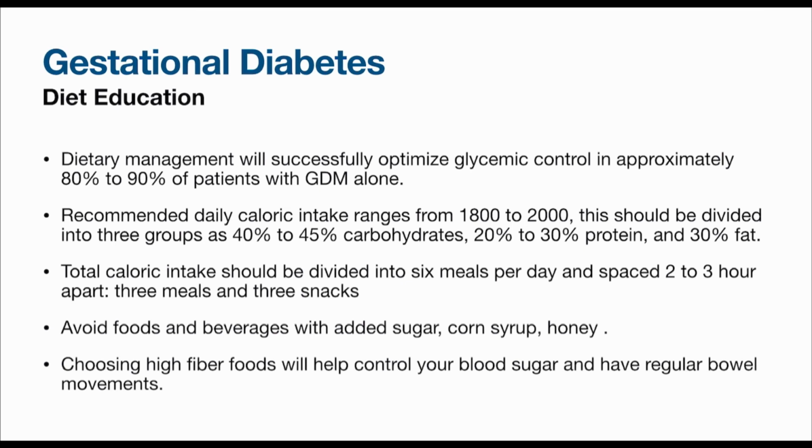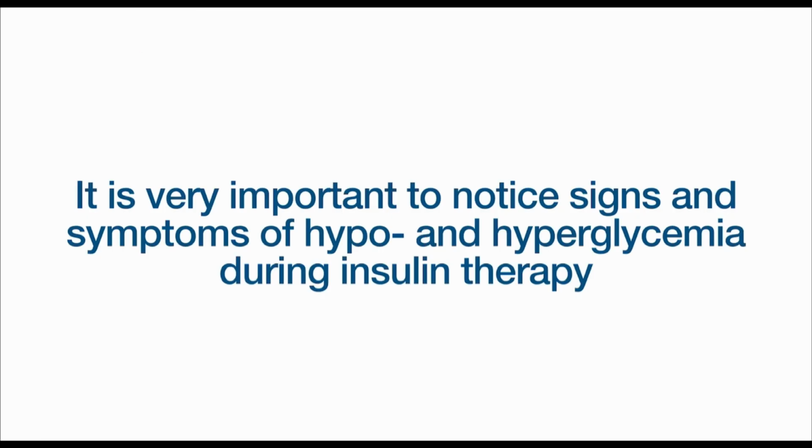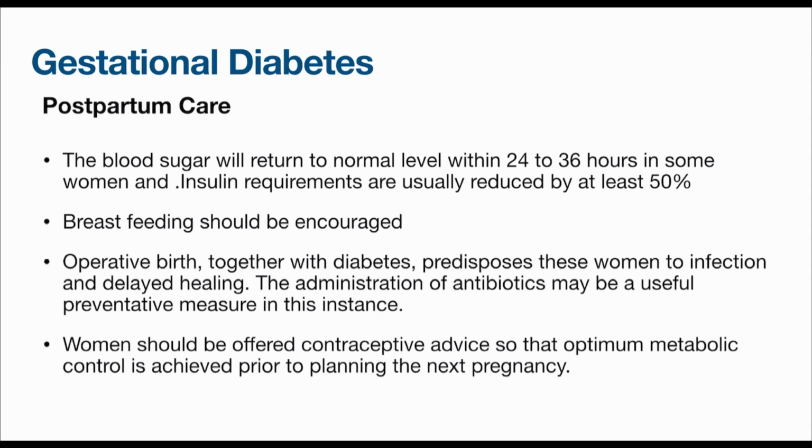Avoid foods and beverages with added sugar, corn syrup, honey, any candies, and so on and so forth. Choosing high fiber food will help control your blood sugar and have regular bowel movements, and avoid constipation. Okay, it's very important to notice the signs and symptoms of hypo and hyperglycemia during the insulin therapy. As I mentioned, we need to tell the mother and teach her about the hypoglycemia signs and symptoms and the hyperglycemia signs and symptoms. Okay, the postpartum care.